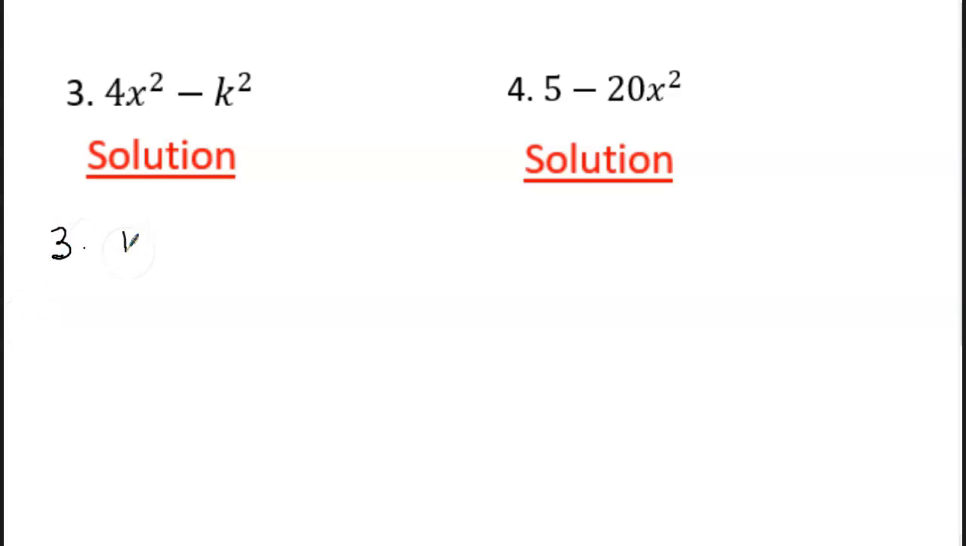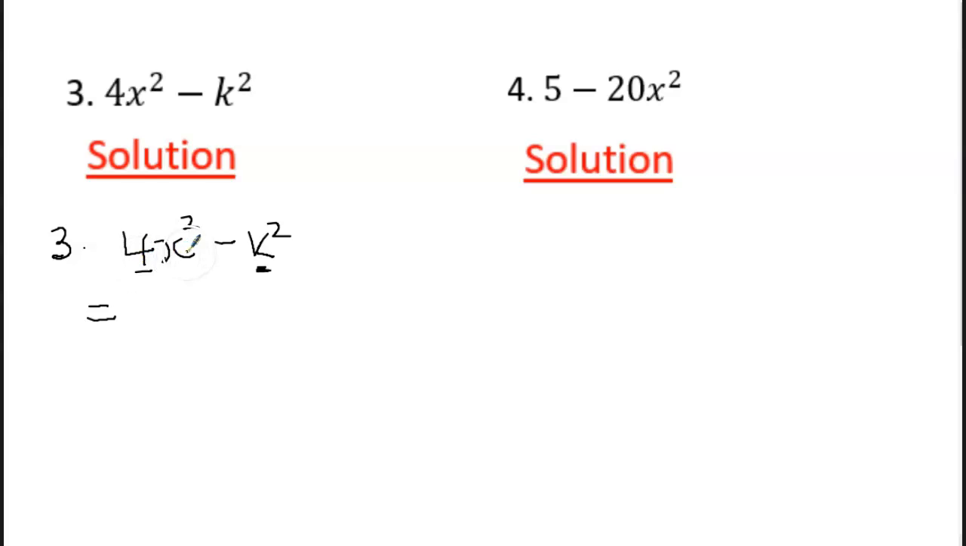Example 3. We have 4x squared minus k squared. Please don't forget, always check if the whole term is a perfect square. 4 is a perfect square because 4 is the same as 2 times 2. x squared is the same as x times x. Now let's come to the second term, k squared. k squared is the same as k times k.